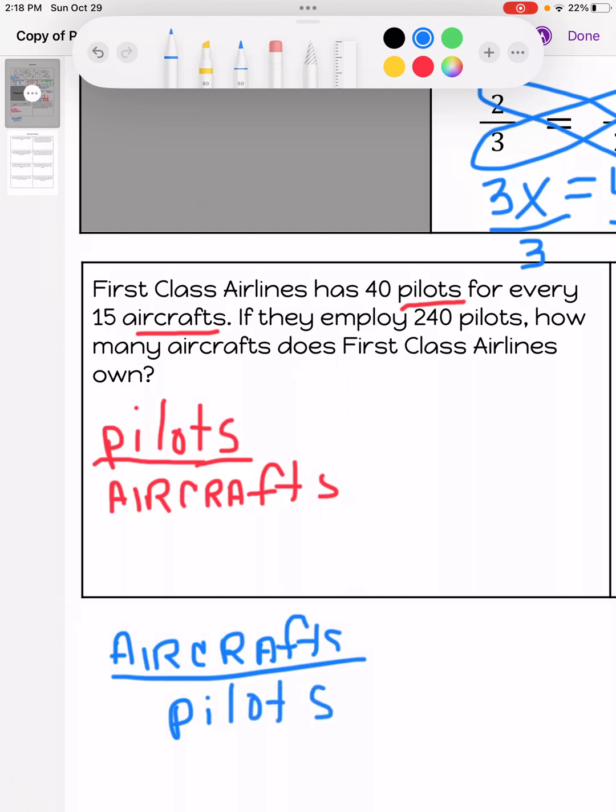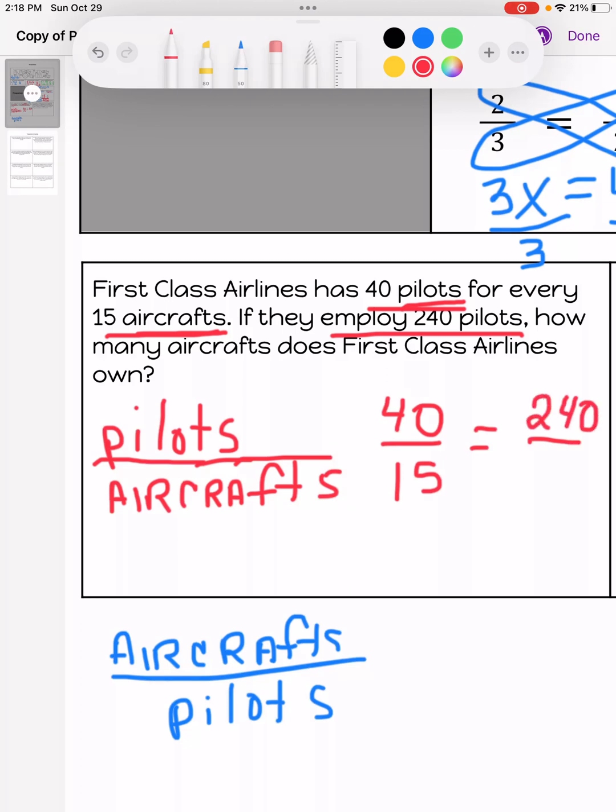Now, let's go back to our first way that we set it up, pilots over aircraft. So when I write my two ratios, we know 40 pilots for every 15 aircrafts. And so I'm going to put 40 over 15. And then it says if they employ 240 pilots, so that would go on top, how many aircrafts does first class own? So it's really important we know where that X is going to go.